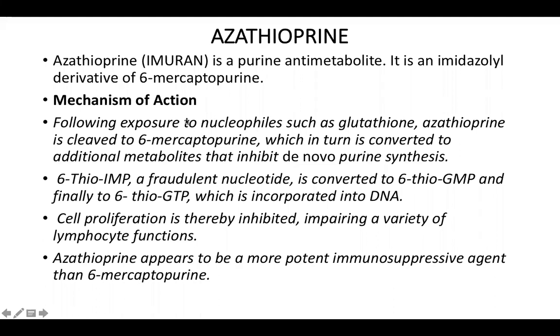And finally, 6-thioGMP is incorporated into DNA. So a wrong molecule is incorporated in DNA, and cell proliferation is as a result inhibited, impairing the functions of lymphocytes. So azathioprine is a more potent immunosuppressive agent than 6-mercaptopurine.